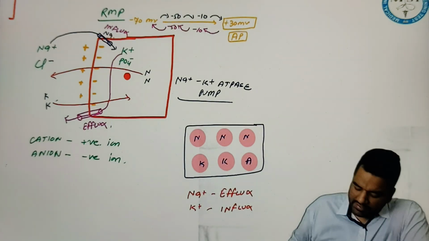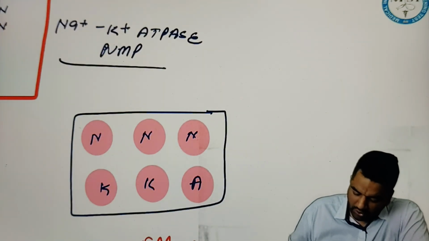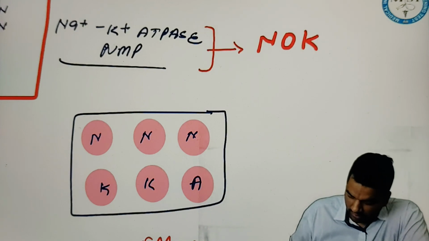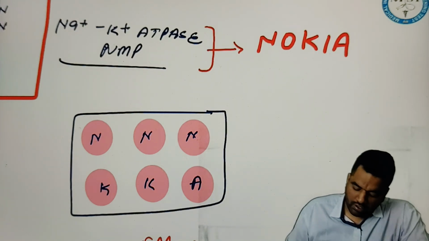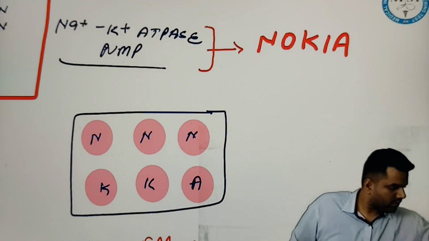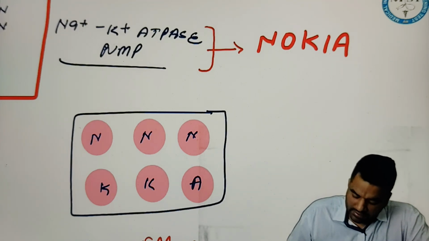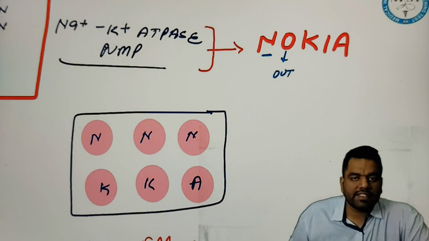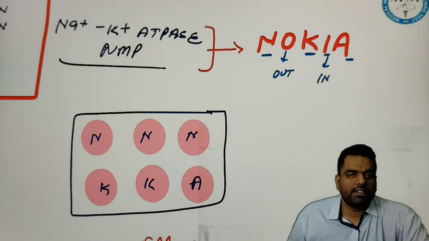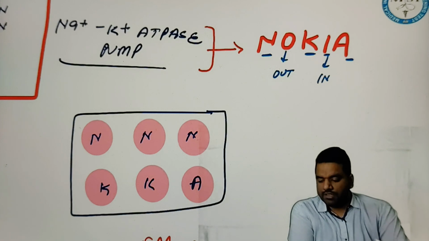Yes, Anirudh, very good. So there is a mnemonic for this pump. What is the mnemonic? The mnemonic is Nokia. So whenever this pump is activated, this pump will do the Nokia. What is the Nokia? In this Nokia, Na is sodium, O means out, which means efflux, K is potassium, I means in, which means influx, and A means ATP. So this is how you can remember the mnemonic for the sodium potassium ATPase pump: Nokia.